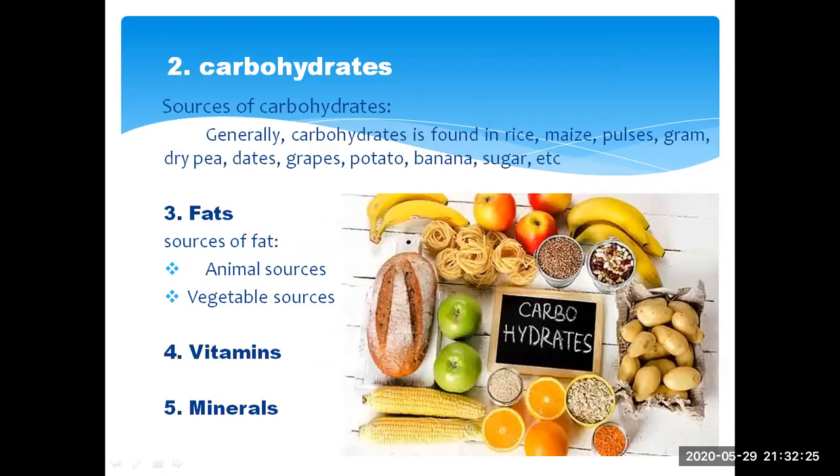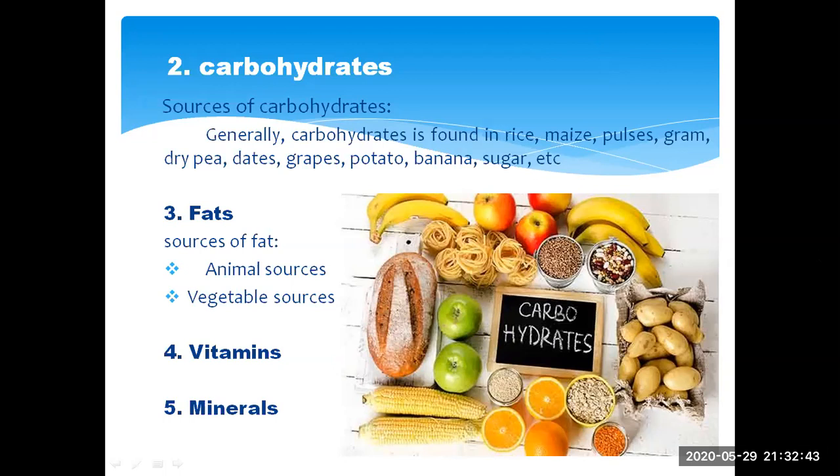Carbohydrates, I already explained about carbohydrates. So sources of carbohydrates are generally rice, maize, pulses, gram, dry pea, dates, grapes, potato, banana, sugar, etc.